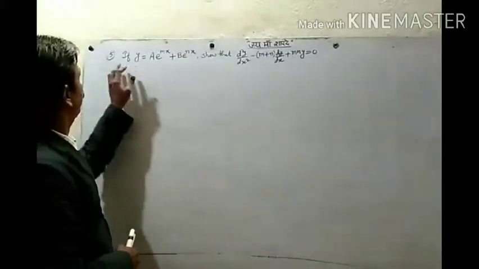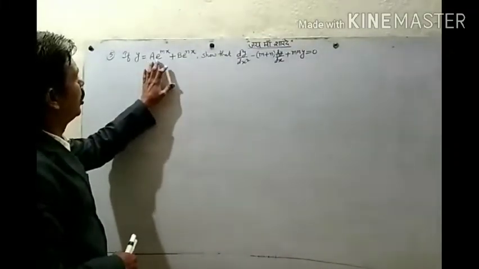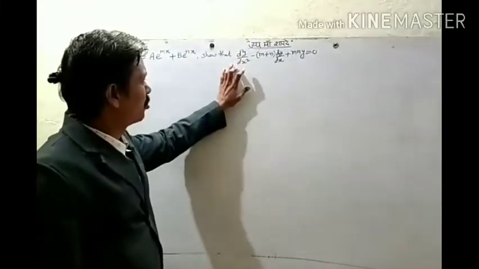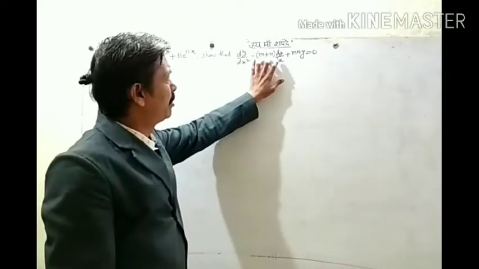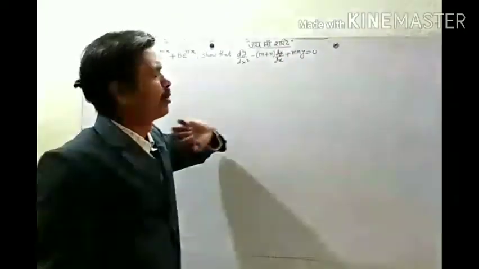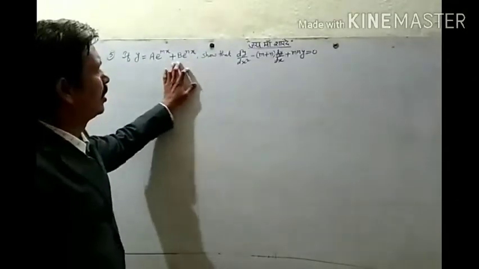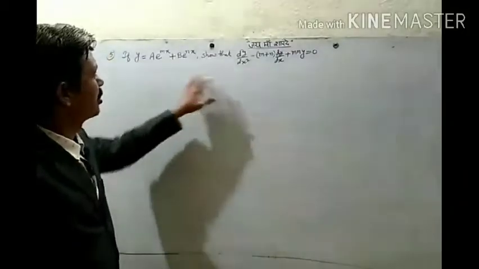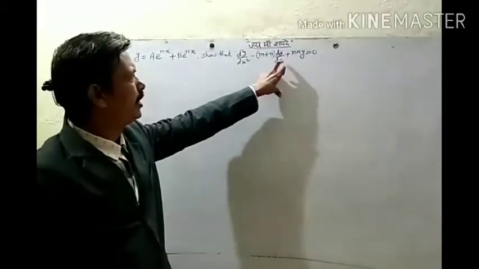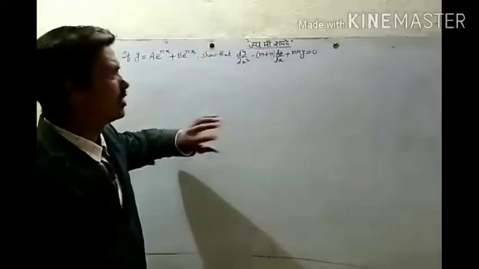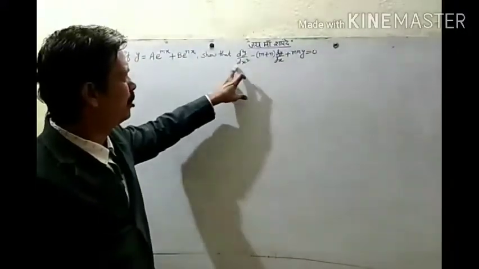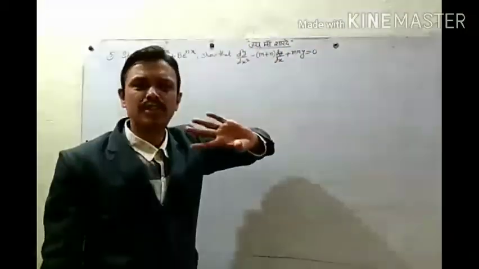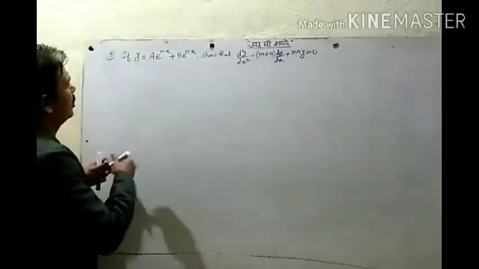Now if y equal to a e to power mx plus b into e to power nx, then we have to show d2y by dx square minus (m plus n) dy by dx plus mn y equal to 0. If y is this, then we have to prove this value is 0. So to show this, we need the value of dy by dx and d2y by dx square. Just find these values, first derivative and second derivative, put their values here and simplify. Your value should be 0. So let's start.